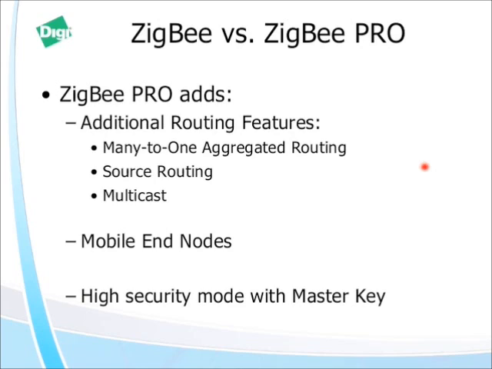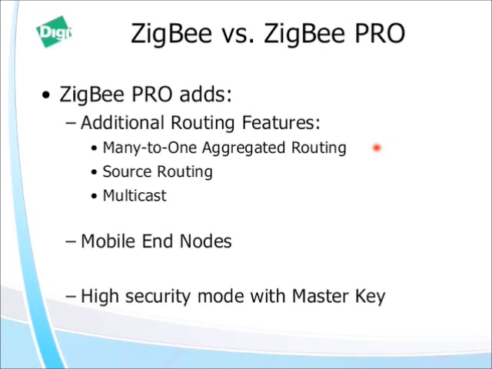ZigBee Pro adds some very important routing features. One of them is many-to-one aggregated routing, source routing, and multicast routing. I'll talk a little bit more about those in a moment. It also adds the ability to have mobile end nodes, and it adds a high security mode with a master key. The many-to-one aggregated routing feature is extremely important when you have a bunch of sensor nodes, low power nodes, that are all talking to one type of gateway device. So there's just one point in the network where all the data is being brought in and out of.